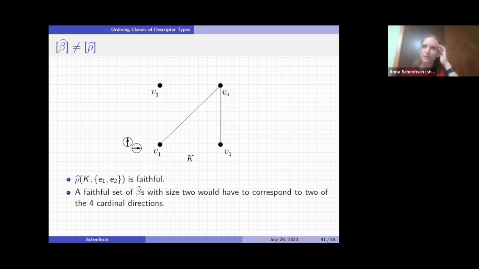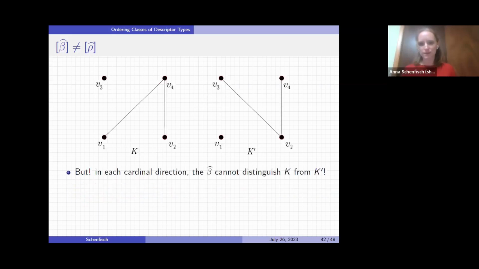So I claim if we're going to have a faithful set of size 2, which we won't, but assume to the contrary that we do, we're going to need directions corresponding to 2 of the 4 cardinal directions. And that's just a feature of, if we want to know the vertex locations, it has to relate to the grid that we've specifically put K on. Otherwise, we won't know the vertex locations. Okay, so we have to have the 4 cardinal directions.